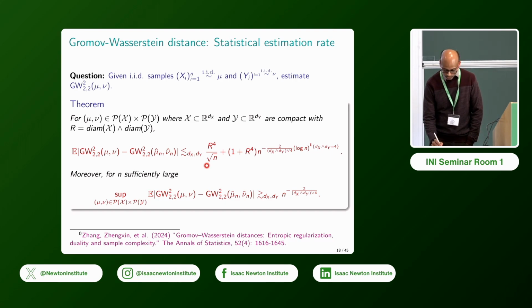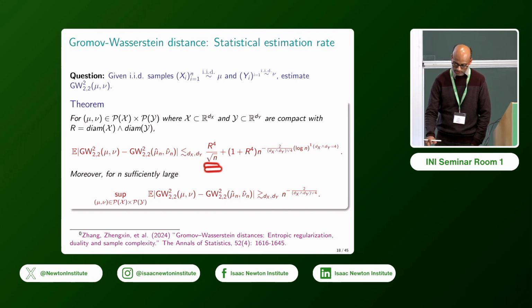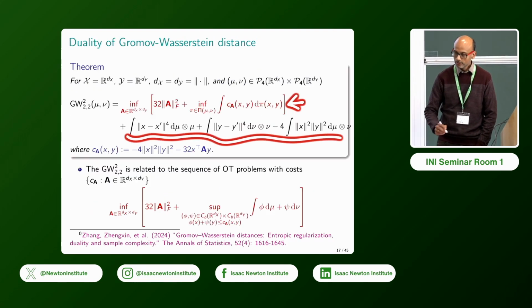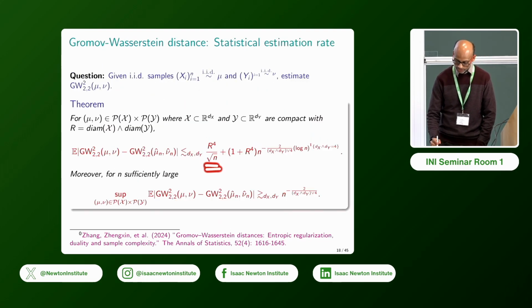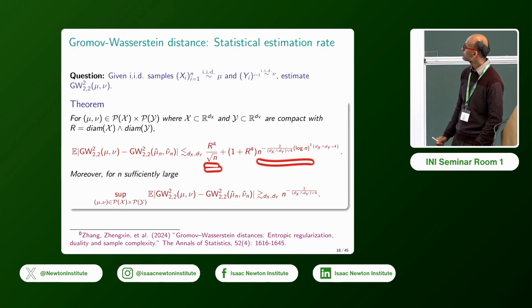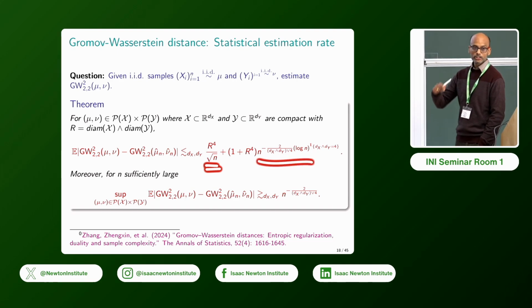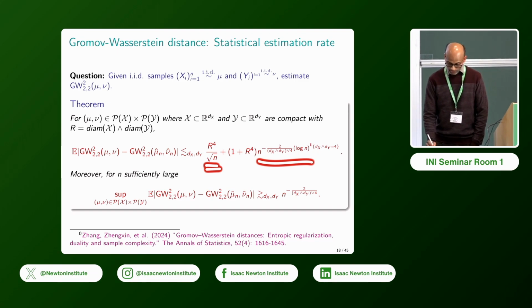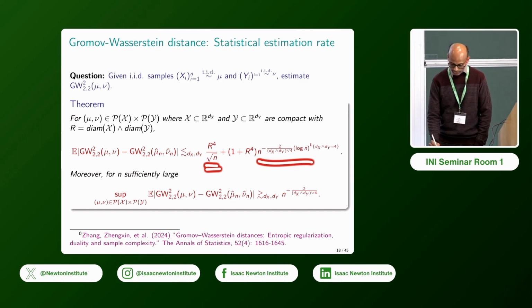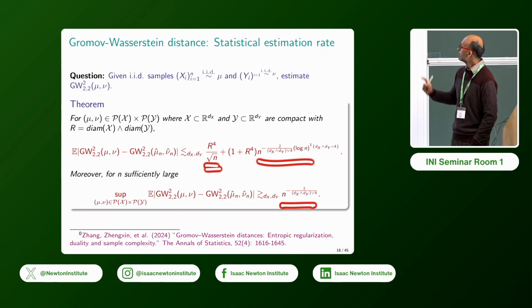And then this 1 over root n quantity is appearing from these terms. It's only the estimation of this object that, of course, has a dimension dependence which behaves like this. And in fact, this bound is tight. So you can basically show that, up to constants, there is a lower bound.